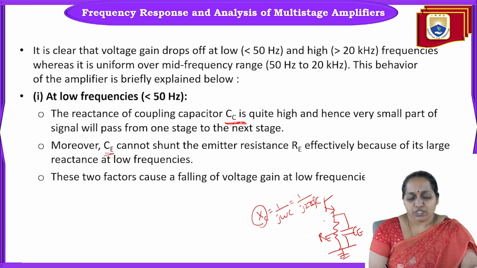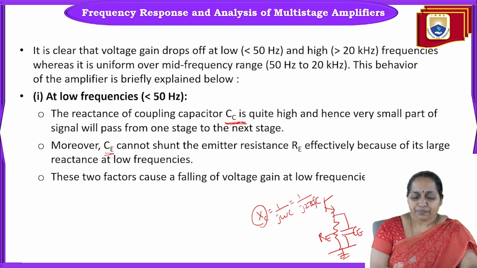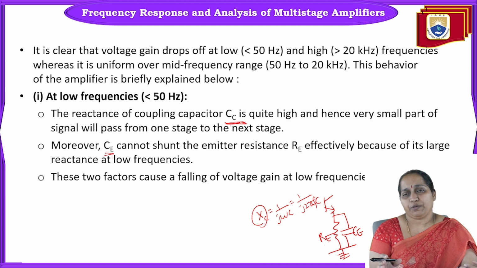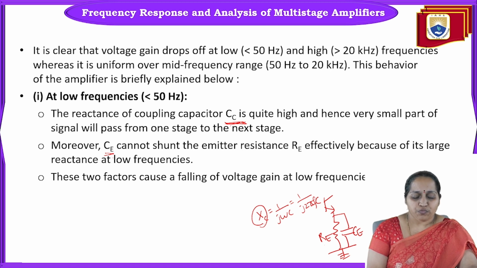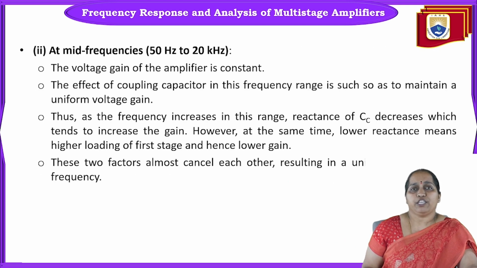So because of these two reasons, during the lower frequencies the gain of the amplifier will be less. One reason is that the reactance offered by the coupling capacitor is high, so only a small part of the signal will appear at the output. And because the reactance offered by the bypass capacitor is high for low frequencies, it will not shunt the emitter resistor RE properly, so the gain will be reduced. These two factors cause the falling of the voltage gain at low frequencies. Then we'll study the mid frequencies.